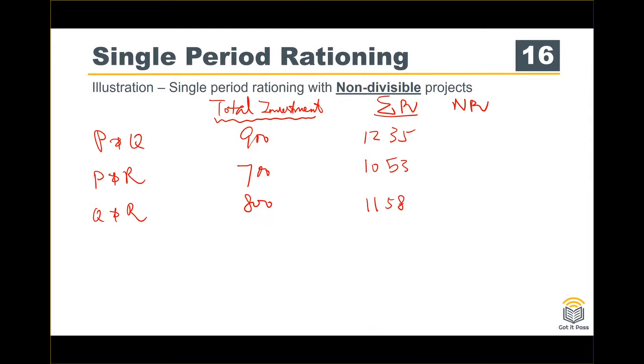Okay, because you have the total investment, you have the present value of all future cash flows. Then you can get the NPV by finding out the difference between these two items. For example, for the first combination, you found the NPV is 335. Next is 353. Sorry. The last part is 358.